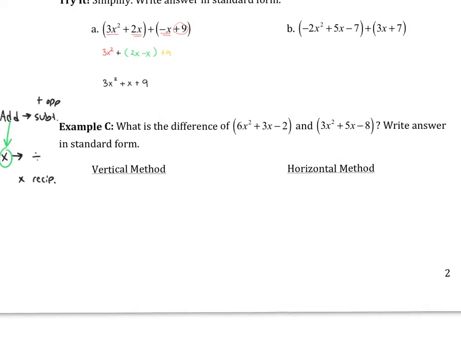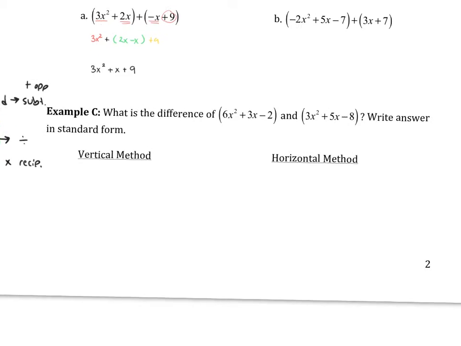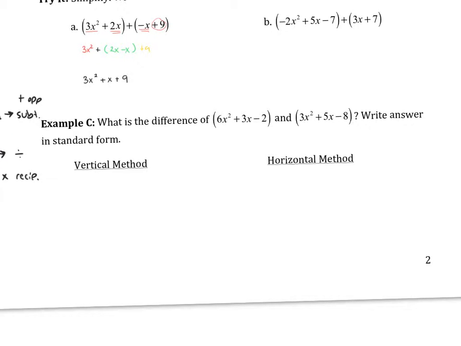So here is the next problem, example C. What is the difference of 6x squared plus 3x minus 2 and 3x squared plus 5x minus 8? We're going to write our answer in standard form. Okay, remember what we did before. I'm going to take my first polynomial and I'm going to write it. So 6x squared plus the 3x and then minus the 2.